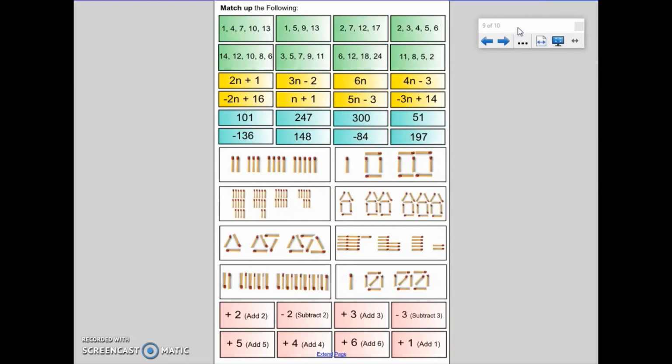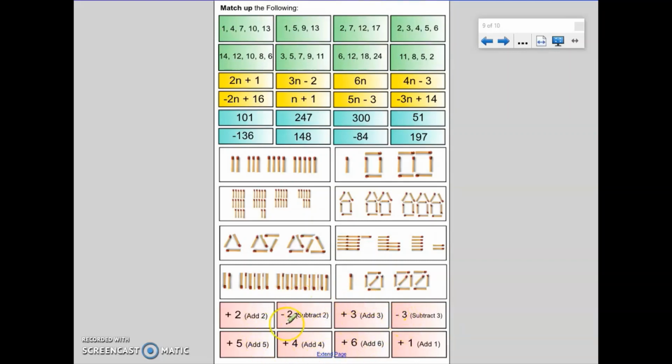Okay, so this is your main task and your last activity. What I've put on the screen here is a lot of information. I've got 8 linear sequences. I've got 8 nth terms. I've got 8 50th terms. I've got 8 images that are associated with these sequences. And I've also got 8 next term rules.